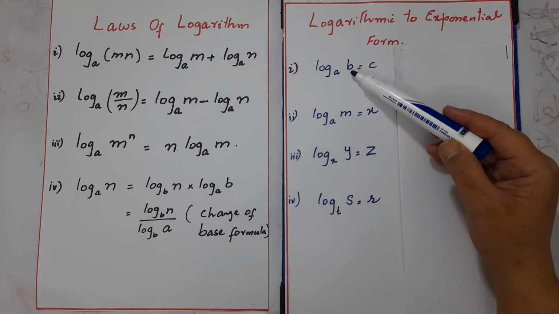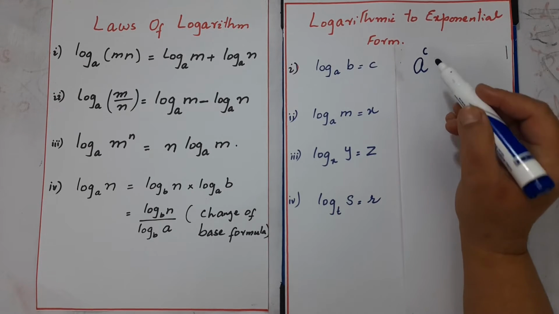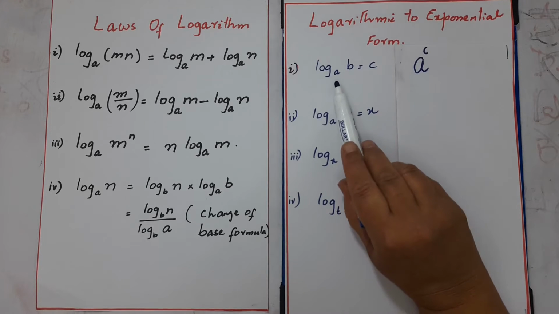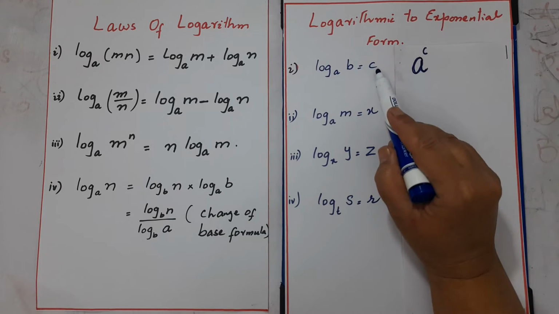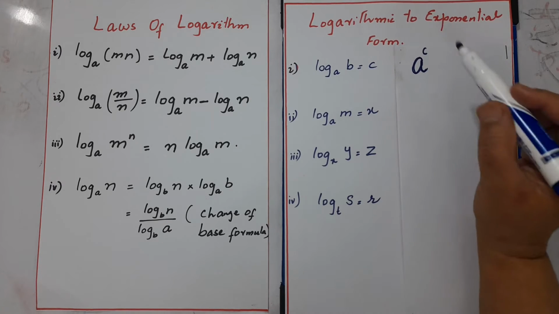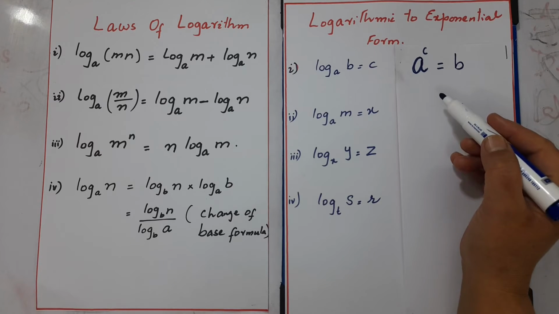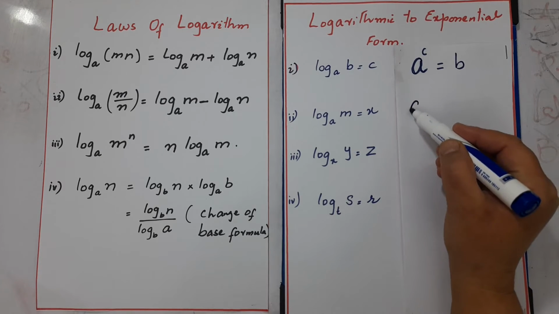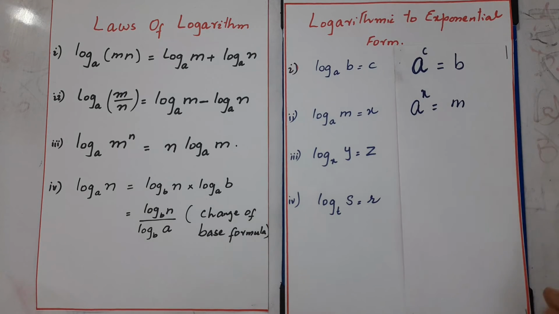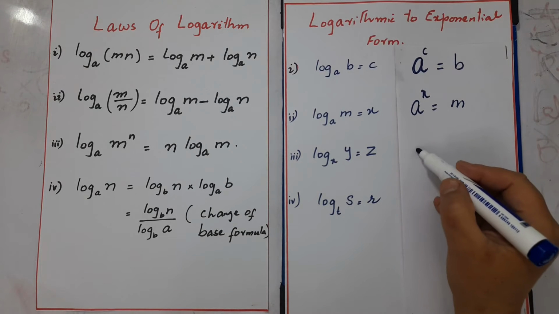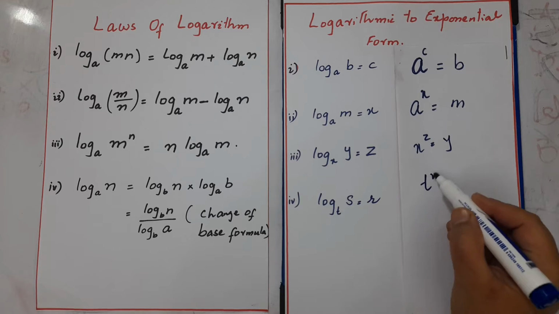Base, and this is the log that is equal to this number. When we convert them into exponential form, this is the base, and we write it here. The number after the equal to sign comes as the power, equal to b. Taking the same method, we convert into exponential form: a raised to power x is equal to m. The rest of the examples I am not doing. It's an exercise for you. You can freeze the video and write them by yourselves.